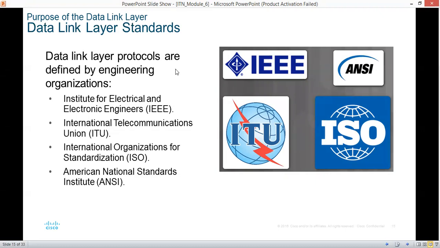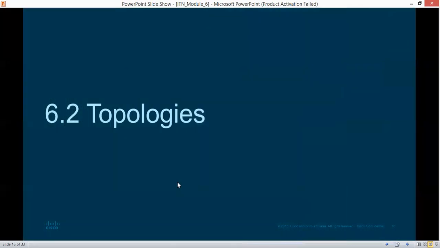So the data link layer protocols are defined by engineering organizations. These are the bodies that help to regulate the data link layer, which is layer 2.